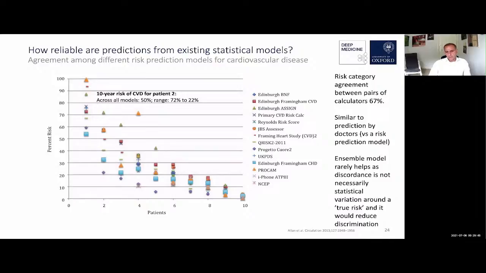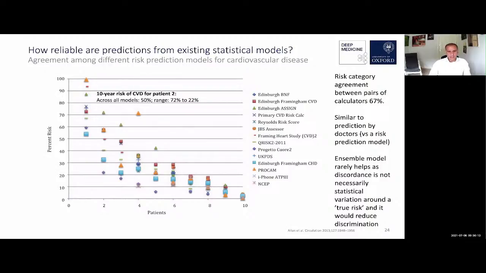So, for instance, in one study, people looked at what happens if we apply 10 different risk prediction tools that are all considered validated and recommended for prediction of cardiovascular disease. How consistent will the same individuals, here on the x-axis, be ranked as high risk or low risk, or what would be the numerical risk of that individual of suffering a future cardiovascular event?